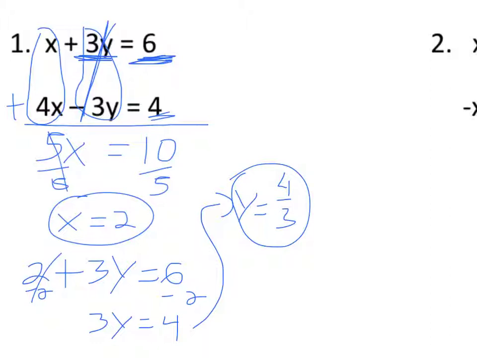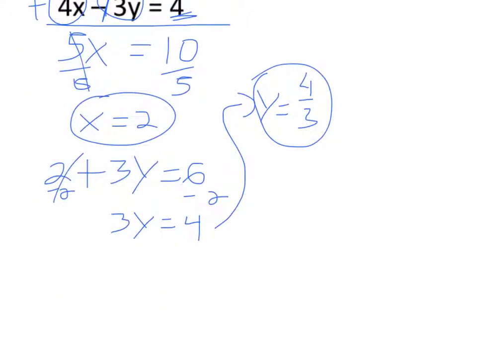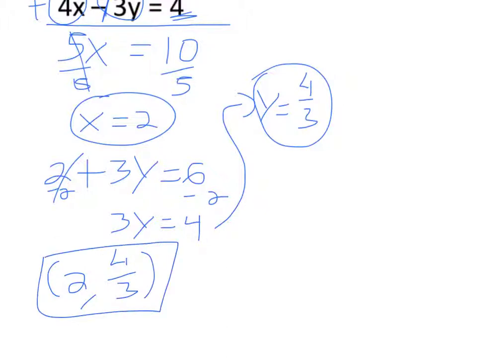Okay? All right. So if you graph these two lines, they would intersect. The x value is 2. The y value is 4/3. So it was pretty quick. I think a lot quicker than substitution.